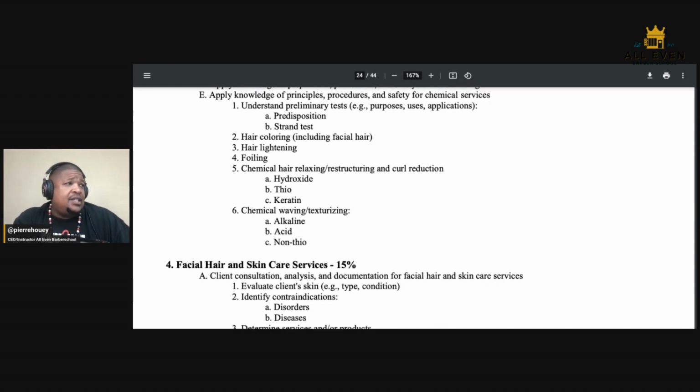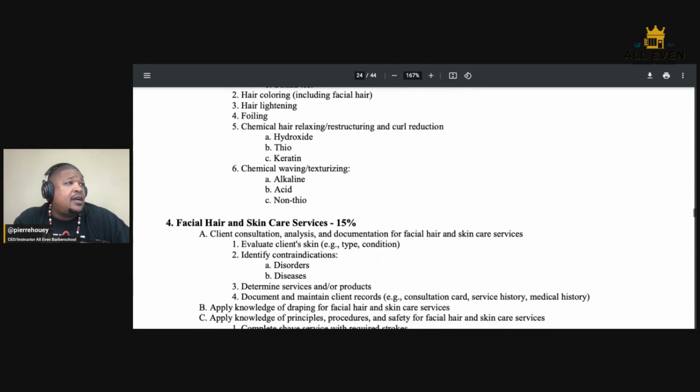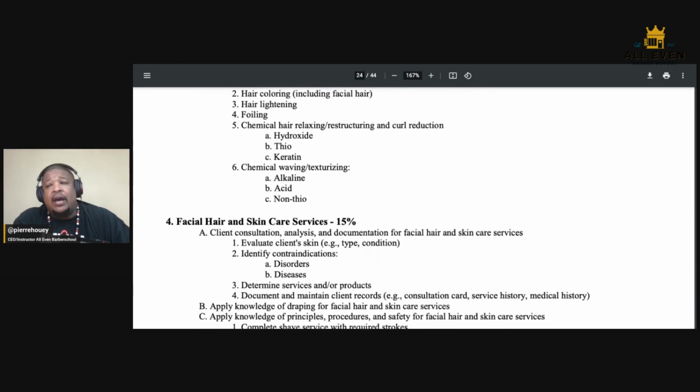E, apply knowledge of principles, procedures, and safety for chemical services. Now, this one gets a little bit more involved. Now, this is the one that needs a lot of attention. Okay. You got 6 of these. 1, understand preliminary tests, predisposition and strand tests. They're not as bad as they sound, though. Okay. 2, hair coloring, including facial hair. That one's very involved. That one denotes a whole area of studying.